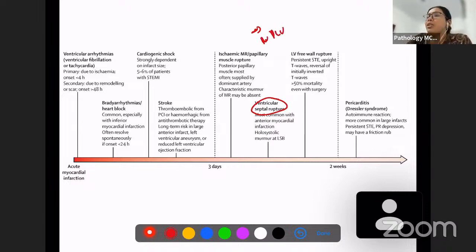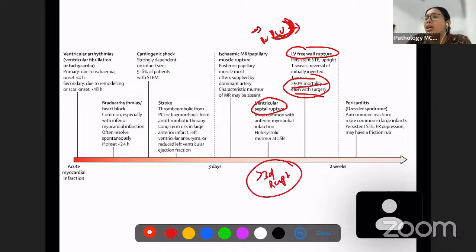Left ventricular free wall rupture has very high mortality, because if the left ventricular wall gets ruptured, there's a high chance of sudden death because of loss of such a significant amount of blood. So we're going to have 50% mortality in this. So remember, after more than 3 days, all kinds of rupture will happen.